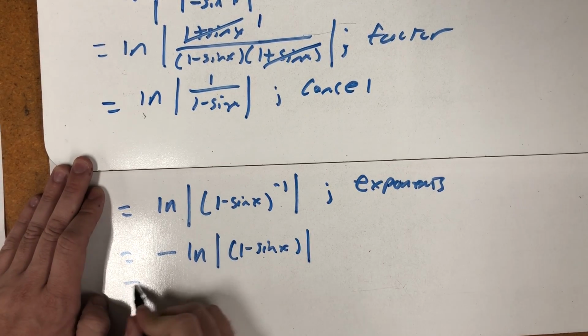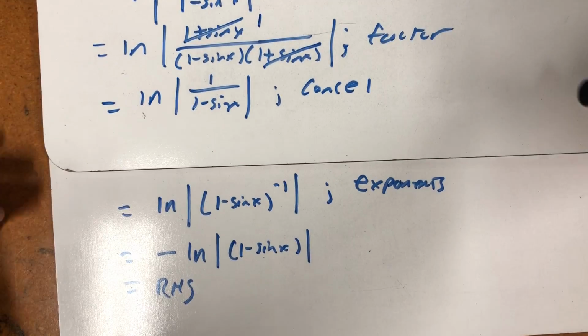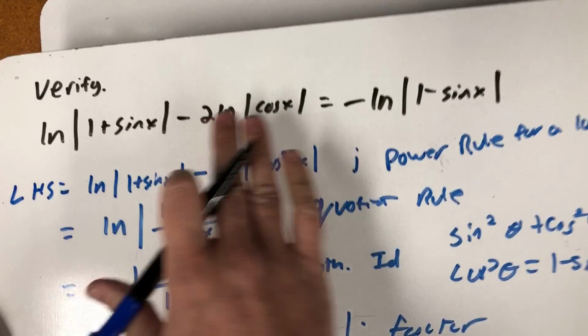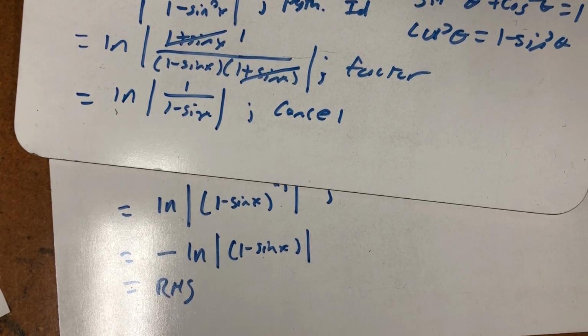And I verified this identity. We've gotten to the right-hand side. Right? We verified that this is in fact equal to that, and we had to use a few properties of logarithms along the way.